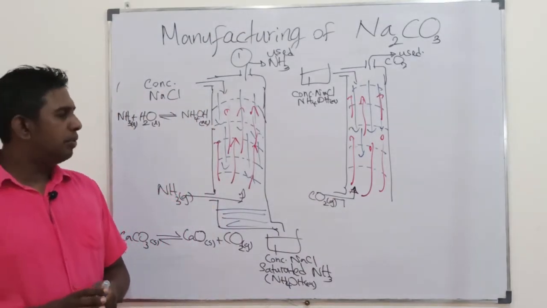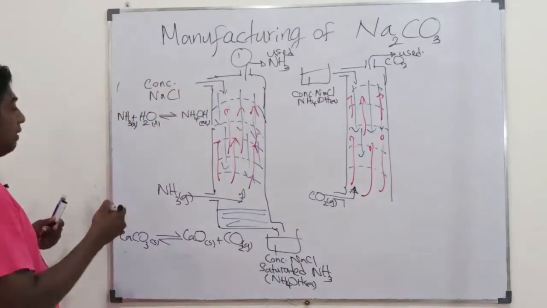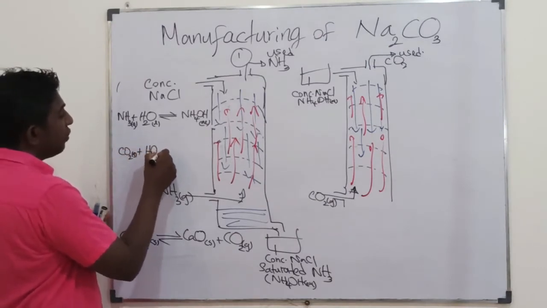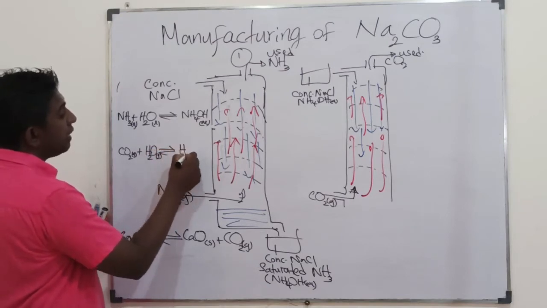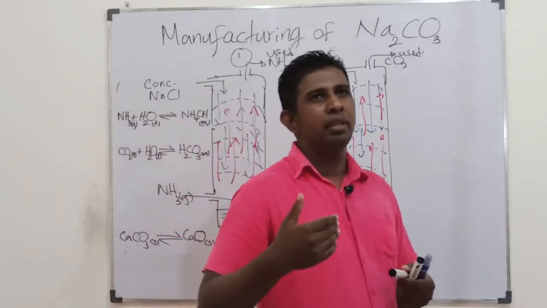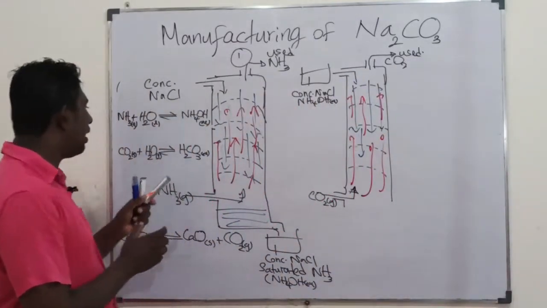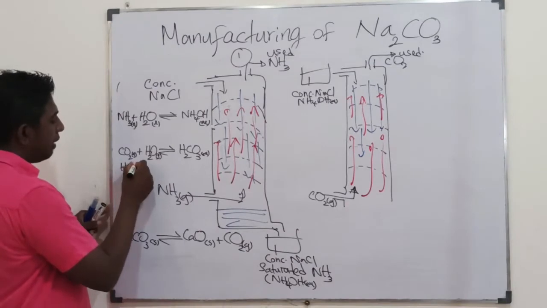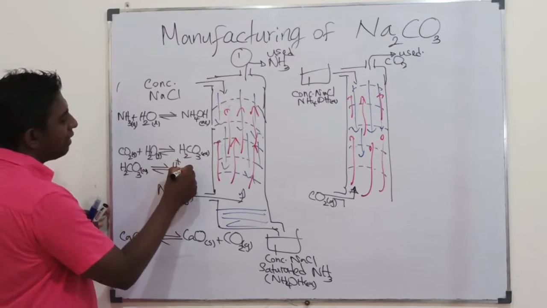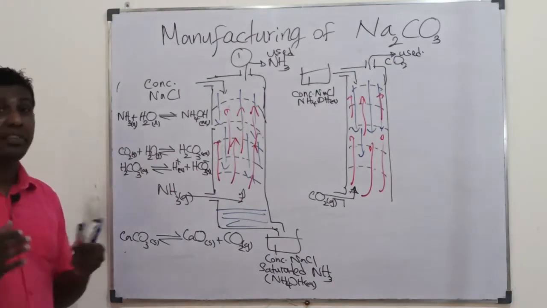Okay. Then students, the water solubility of carbon dioxide is not that good. It's quite poor. Carbon dioxide gas will dissolve in water, giving you carbonic acid, H2CO3. It's very weak compared to ammonia solubility. Then this carbonic acid, by its first dissociation, gives H+ and bicarbonate anions, HCO3-.